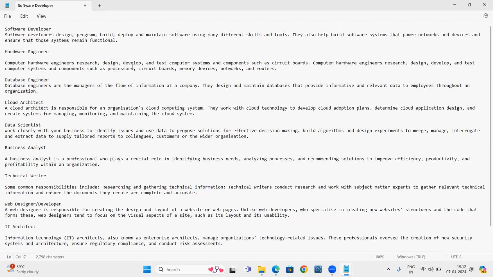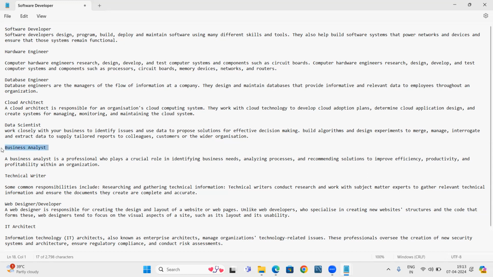Next is a data scientist. You can become a data scientist also after passing MCA. You can work closely with the business to identify the issues and use data to propose solutions. Basically, data scientists build different predictive models, and they propose different solutions for different business problems, and it helps in effective business decision making.